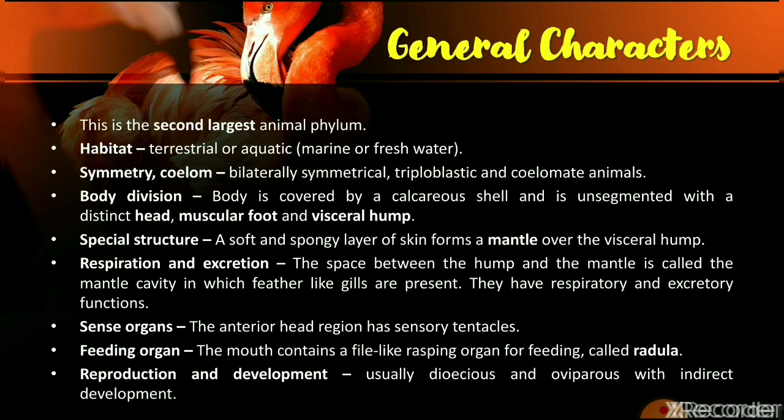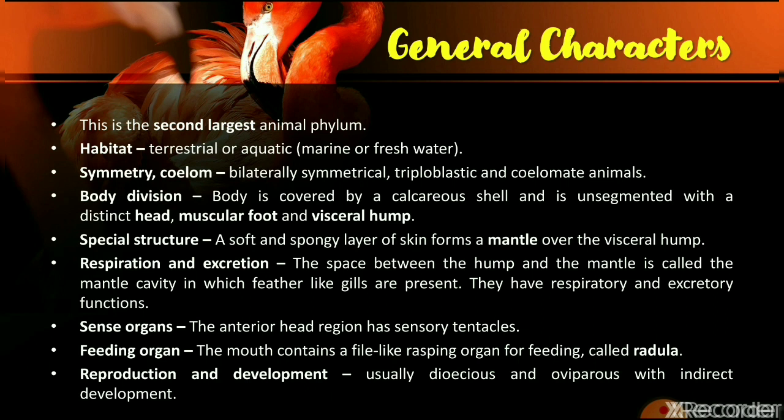A soft and spongy layer of skin forms a mantle over the visceral hump. It is a special or characteristic feature of the members of phylum Mollusca. The space between the hump and the mantle is called the mantle cavity, in which feather-like gills are present. They have respiratory and excretory functions.